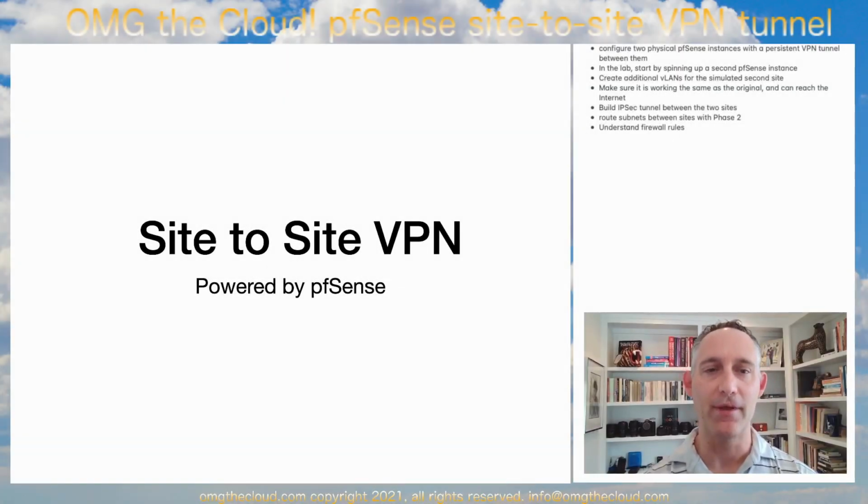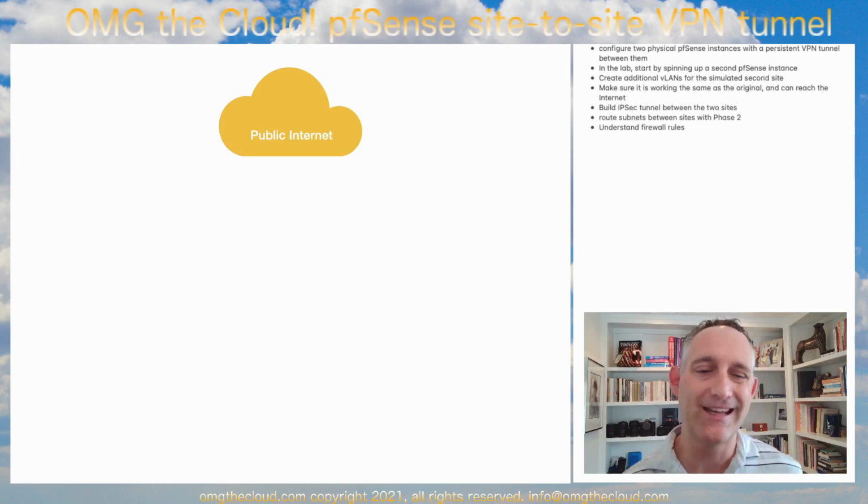Today we're going to set up a persistent VPN site-to-site tunnel between two pfSense routers. Earlier in the series, we built out a virtualized pfSense firewall in our lab environment. This was a good representation of what a real-world internet-facing firewall would look like, and we can continue to build upon that. So let's take a look at where we're at.